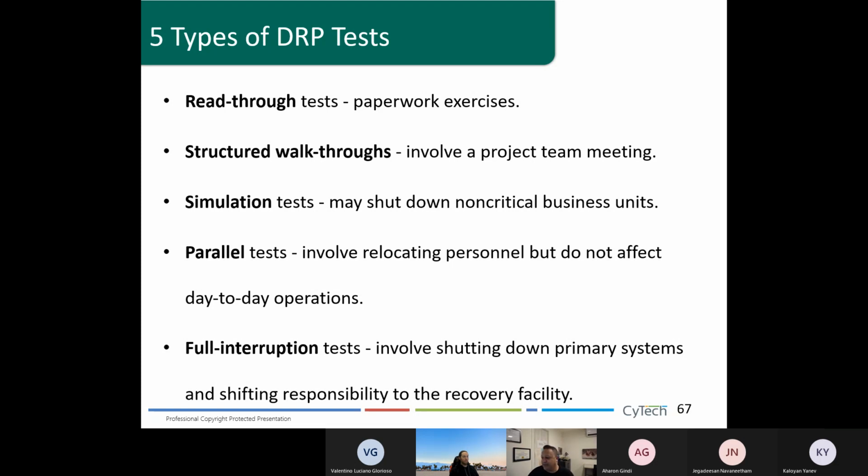The full interruption test involves shutting down primary systems, transferring responsibility to the recovery facility. So you move people and you move technology as well, okay? So this is the ultimate test, the full interruption test, and that one is the one that you want to get to, all right? But if you cannot get to it immediately, there are 4 other ways to actually test and bring awareness to your disaster recovery plan.